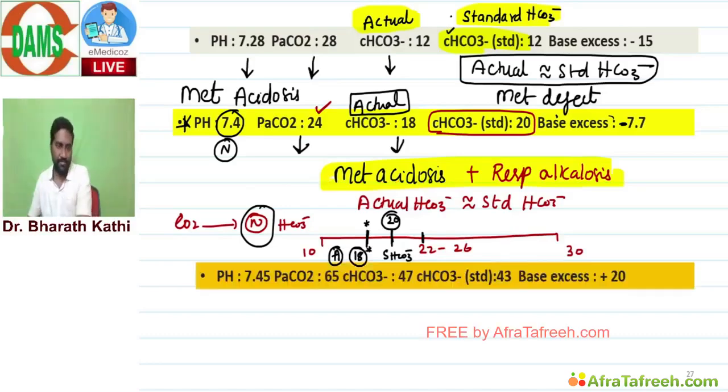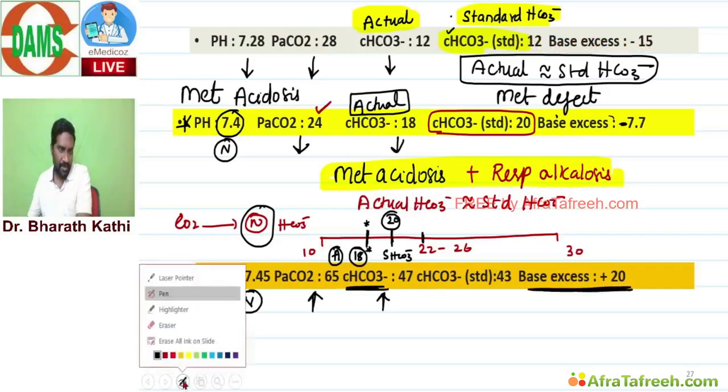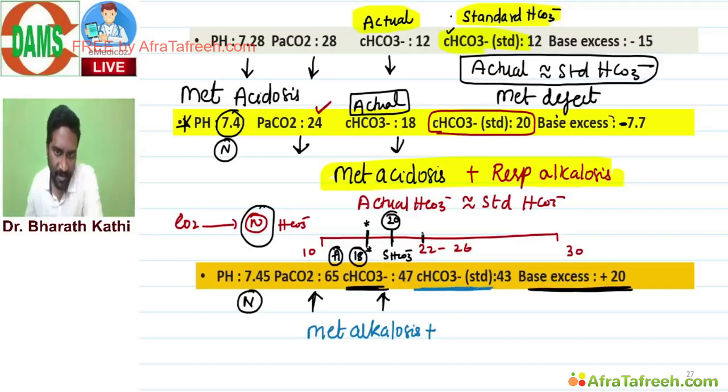So another example: pH 7.45 normal, PaCO2 increased, and the actual bicarbonate is increased. Now see the base excess. So base excess is plus 20. Whenever there is excess base, you should think about metabolic alkalosis. So this patient is having metabolic alkalosis. Now see his standard bicarbonate. I'll just represent it in this graph.